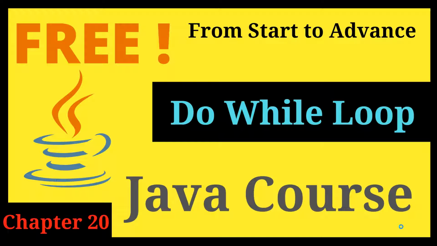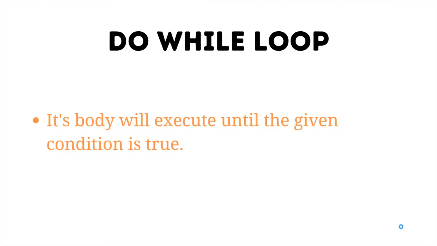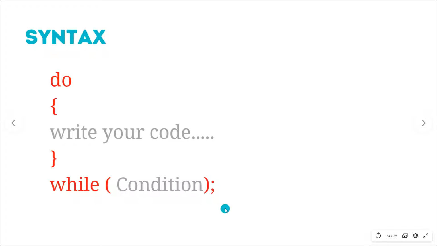In this tutorial, we are going to learn about the do while loop. In the previous video, we learned about the while loop, but in this one, we will learn about the do while loop. Something is different in the do while loop. As you can see, its body will execute until the given condition is true. That is why the condition of the do while loop comes after the code. So that is how the do while loop works.